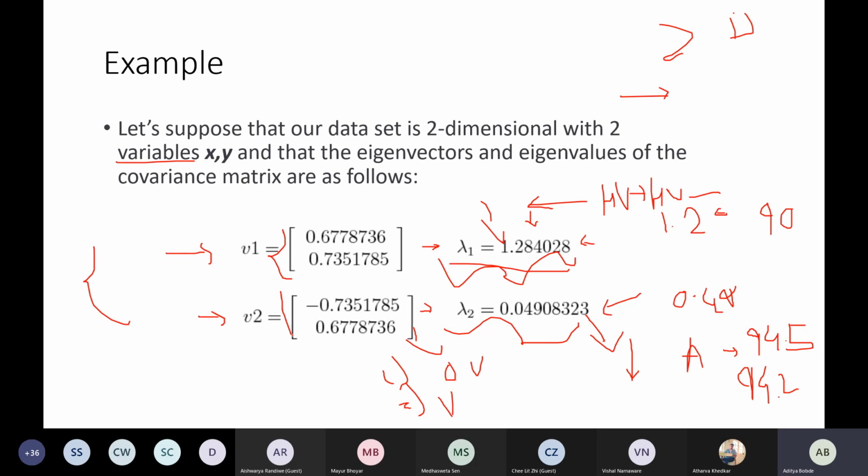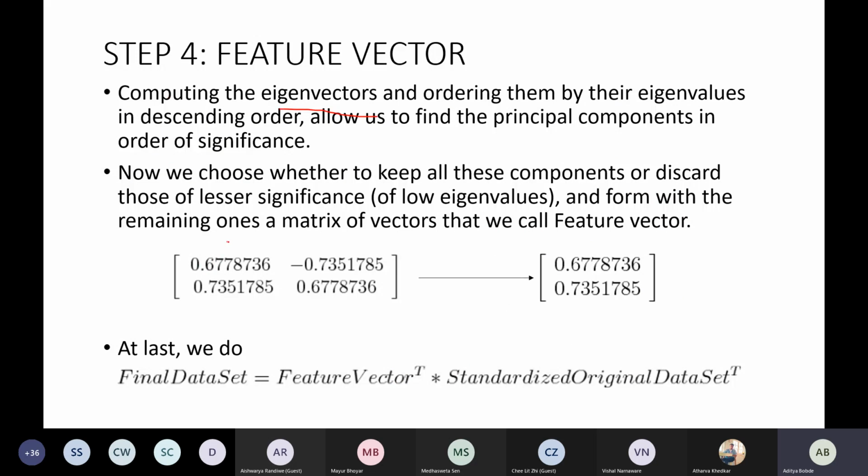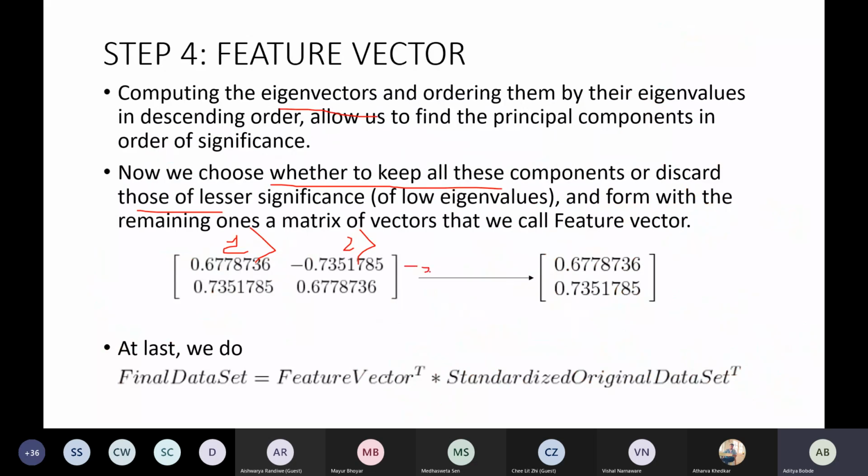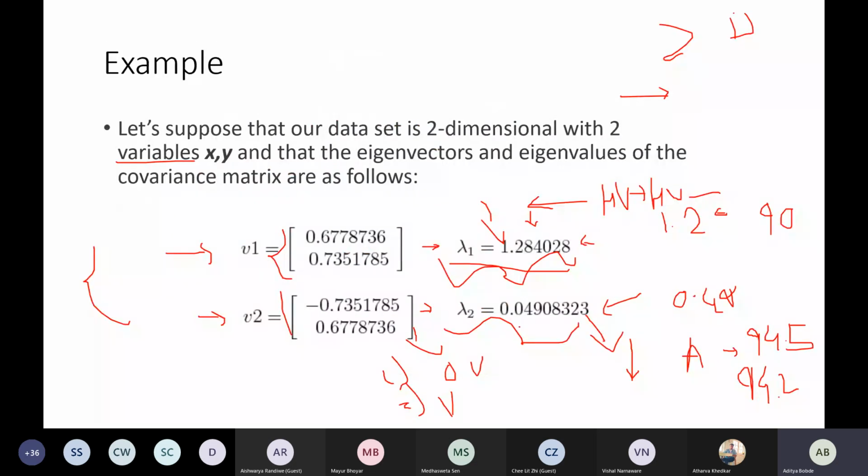So this is my eigenvector 1, this is my eigenvector 2. I'll be simply arranging them into the matrix format. This was my first eigenvector, and this was my second eigenvector. Now we choose whether to keep all these components or discard. As we have seen, the first eigenvector was having the eigenvalue of 1.28, and the second eigenvector was having the value of 0.04.